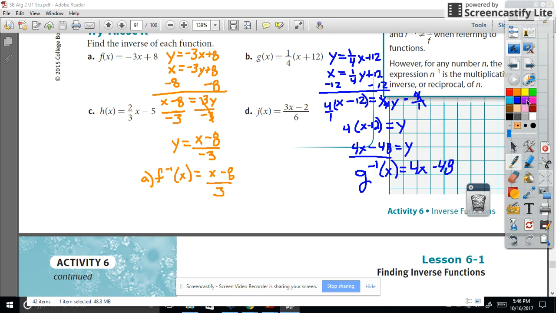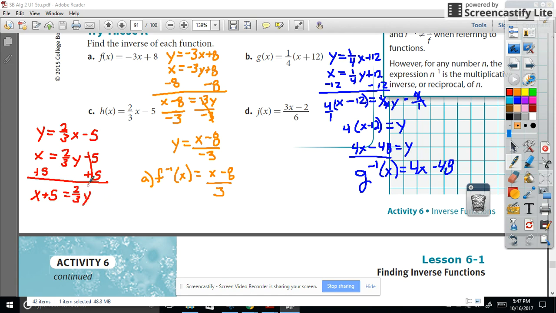Okay, I'm going to do C. Rewrite it using y. y equals 2/3 x minus 5. Do the opposite of that. Oh, I'm sorry, I forgot to switch. So we rewrote it with a y. Now we switch the x and y. Okay, now we start undoing by doing the opposite. Add 5. So you have x plus 5 equals 2/3 y.